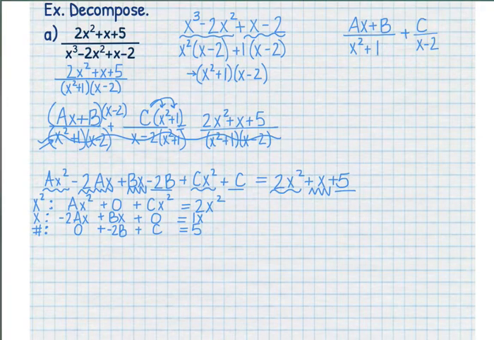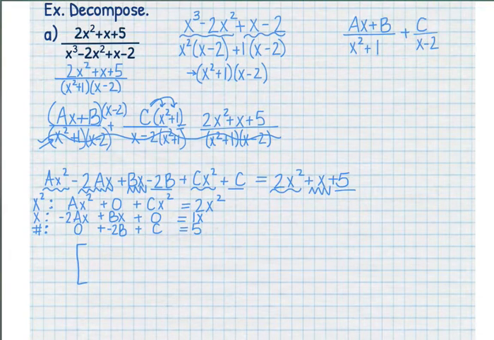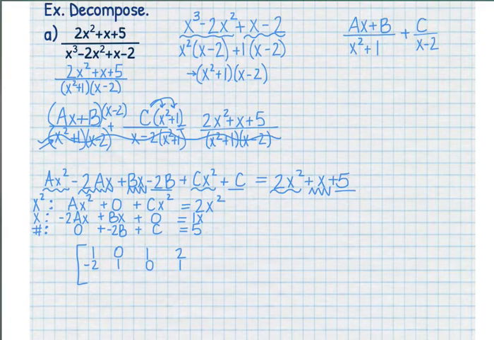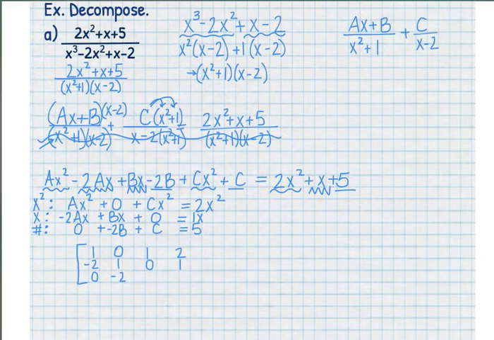Then we'll make an augmented matrix out of those equations. For my x squared equation, the coefficient on Ax squared is 1. Then we had 0. The coefficient on Cx squared is 1. And that's equal to 2. My next equation for the x's, my coefficient on A is negative 2. My coefficient on B is 1. I have a 0 for C, and that's equal to 1. Then I have my plain old numbers. I got 0. My coefficient on B is negative 2. My coefficient on C is 1, and that's equal to 5.